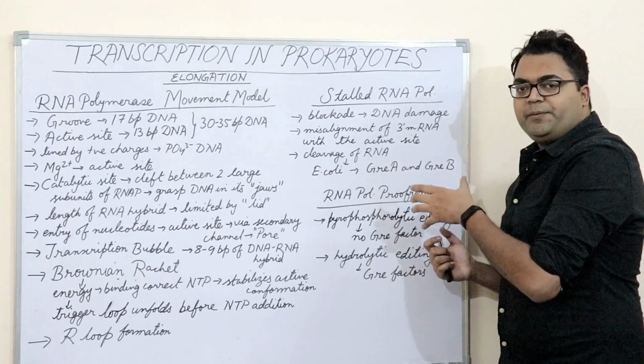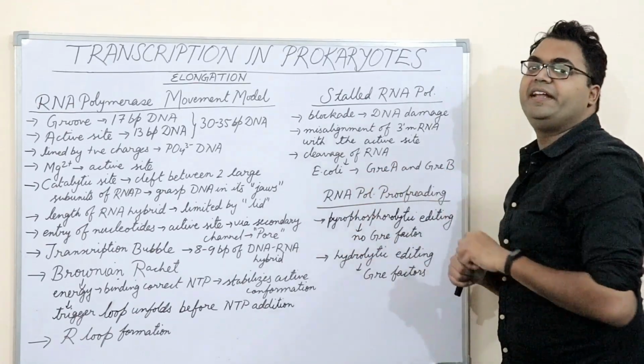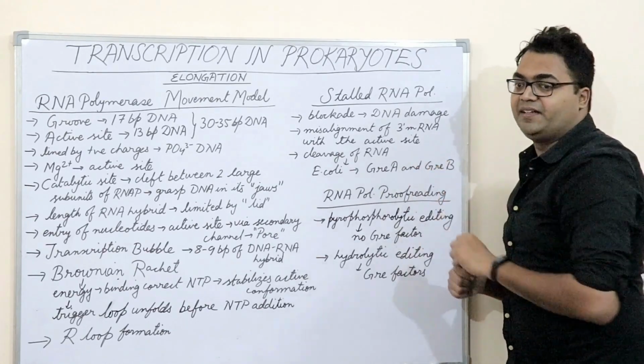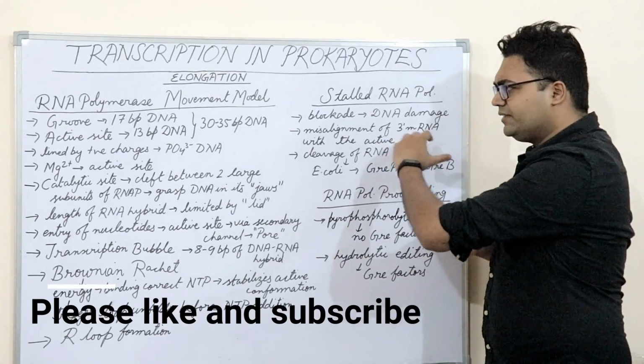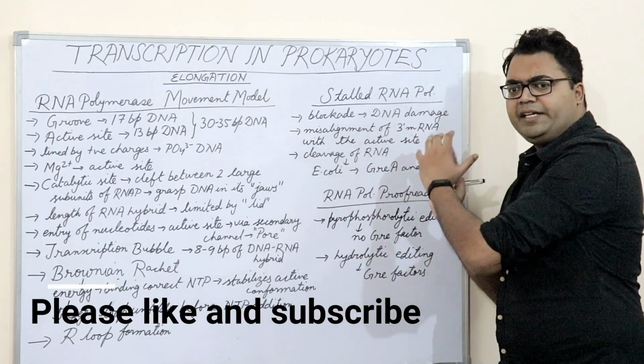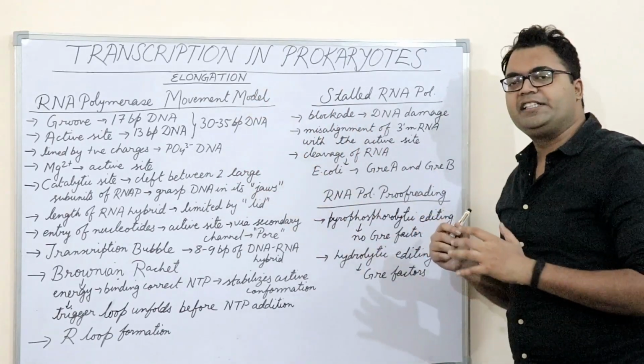So RNA polymerase does contain these two types of proofreading activity. So just keep in mind, this is everything you need to comprehend the dynamic process of elongation in transcription in the prokaryotic system.